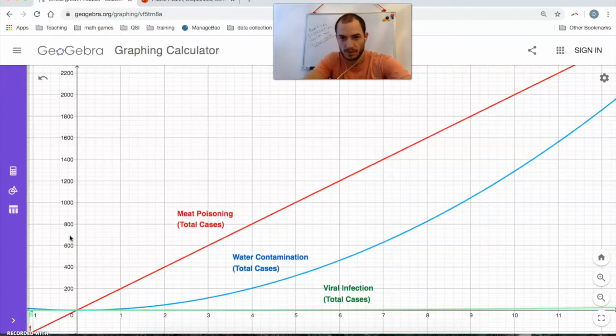However, as you can see here, the blue curve that represents water contamination cases is curving upward, or in other words, not only is it increasing, but the rate that it's increasing is also increasing. So this is one situation when people get really excited and start using words like exponential growth.